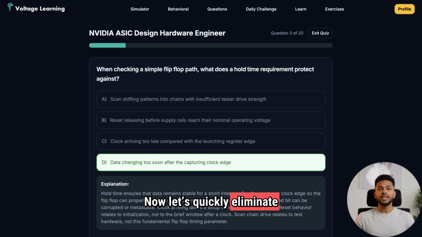Now let's quickly eliminate the other choices. Issues like scan chain drive strength relate to test infrastructure, not functional timing. Reset releasing before supplies stabilize is a power-up and initialization concern, and a clock arriving too late relative to launch is a setup time issue, not a hold time issue. So the correct answer is data changing too soon after the capturing clock edge.